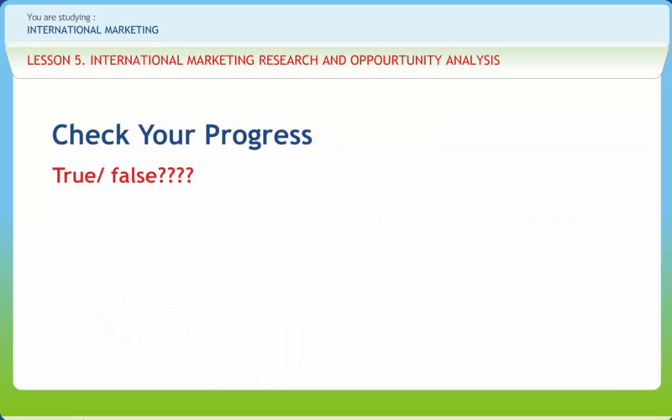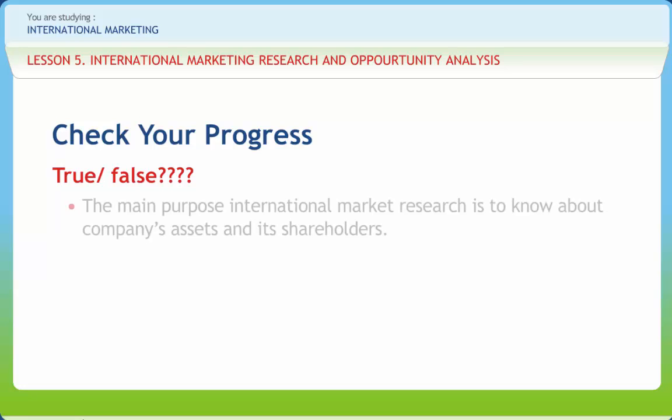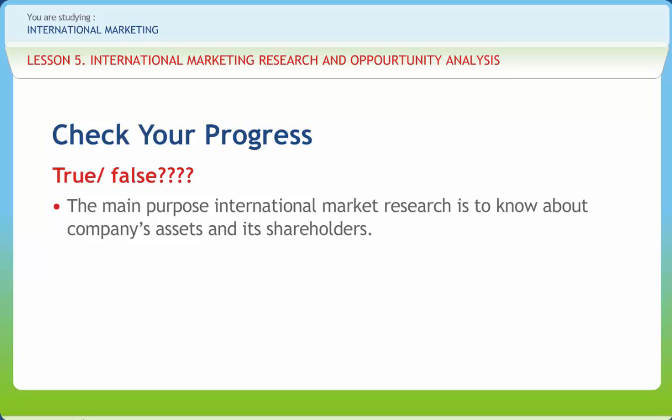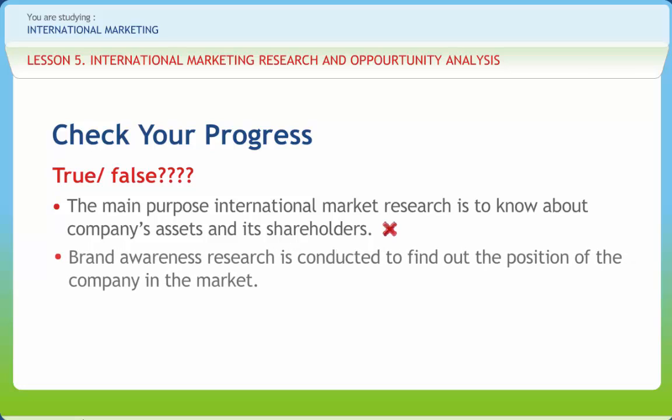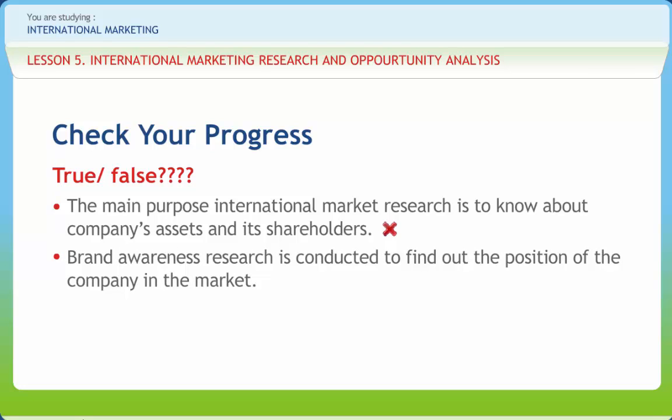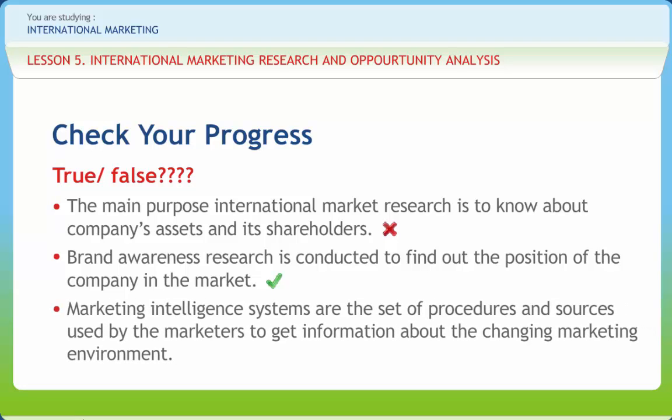Now let us check if we have understood the various concepts discussed in this lesson clearly. The main purpose of international market research is to know about companies' assets and its shareholders. Right or wrong? Wrong. Brand awareness research is conducted to find out the position of the company in the market. Right or wrong? Right. Marketing intelligence systems are the set of procedures and sources used by marketers to get information about the changing marketing environment. Right or wrong? Right.